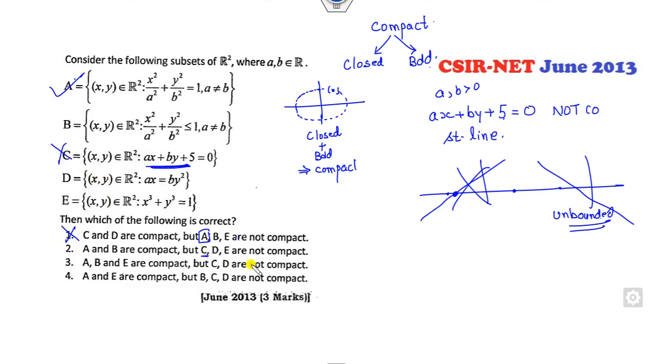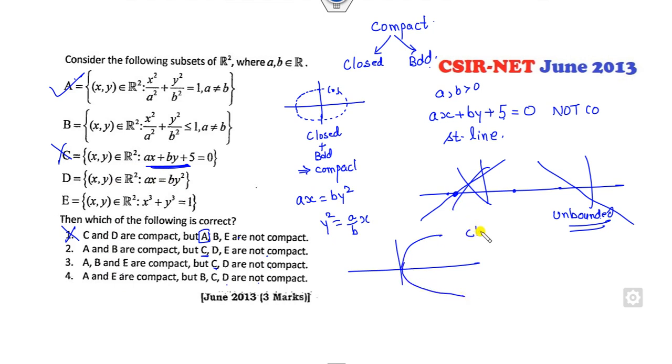Fine, C is not compact. Now I have to check about the capital D. Ax is equal to by square, means y square is equal to a over b x. This is a parabola. Fine.